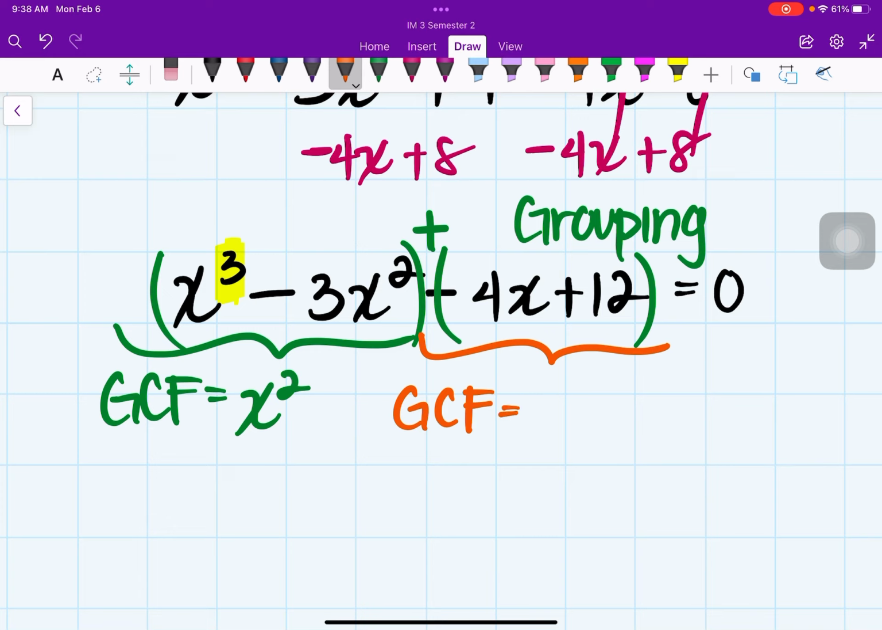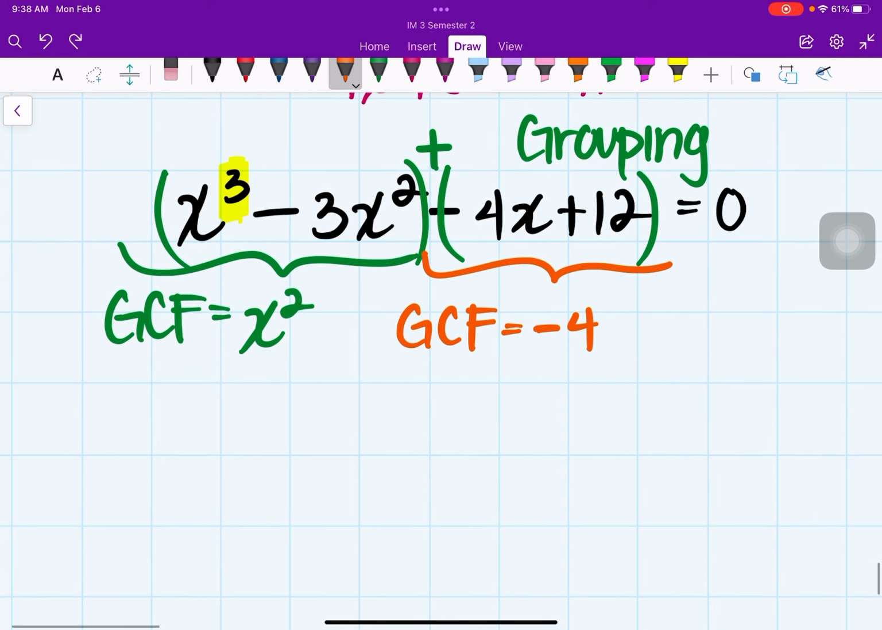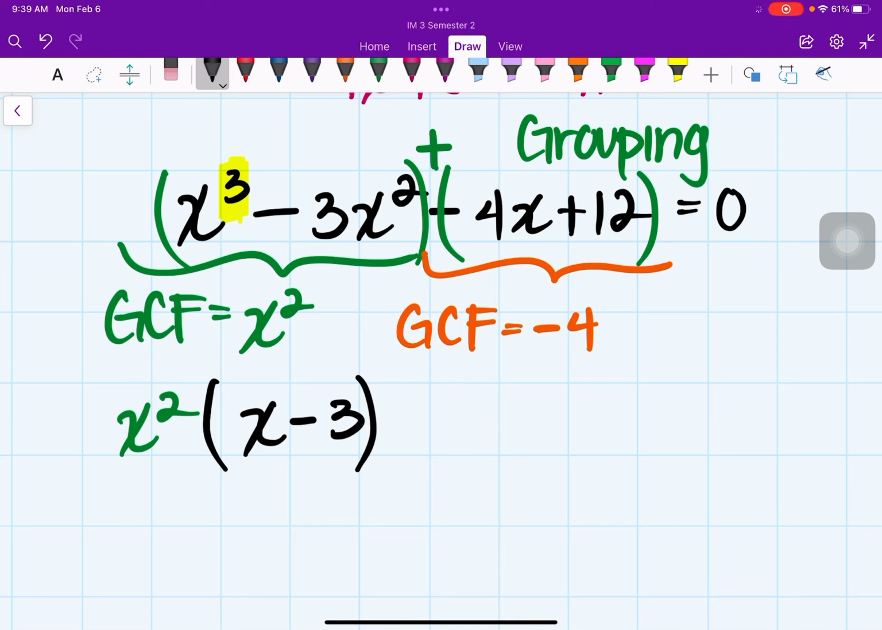The GCF for both of those is actually a negative 4 because the leading coefficient is negative. So let's go ahead and rewrite that. I have x squared, open parentheses. If I factor out an x squared from an x cubed, I have x. And if I factor an x squared from negative 3x, I have a negative 3. All right, that's the first one.